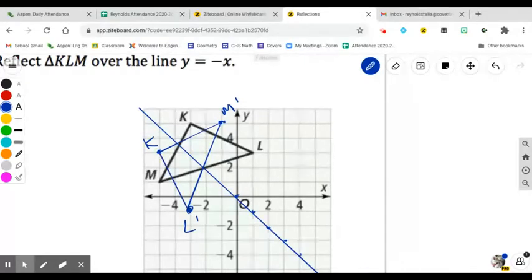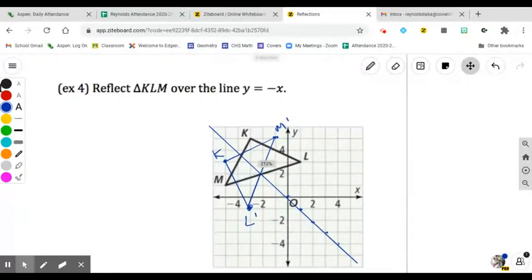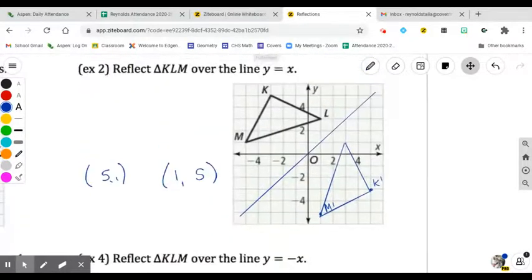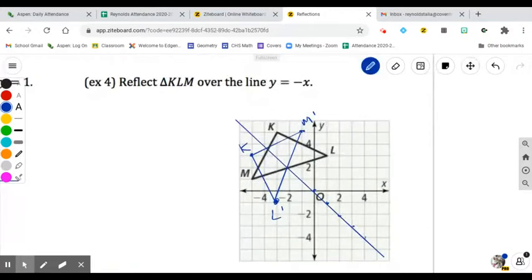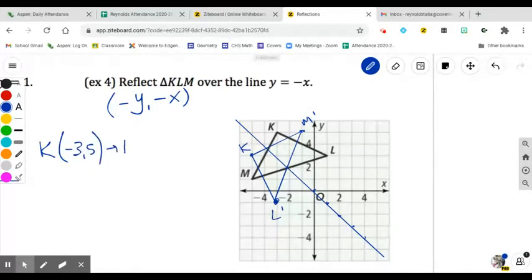Now, if you're going to do this using the rule, you would use these same points up here that we found. The rule for y equals negative x is negative y, negative x. You flip them and change their signs. So K was originally at negative 3, 5. So K prime, we're going to flip it and change the sign so that 5 becomes negative and then negative becomes positive at negative 3.